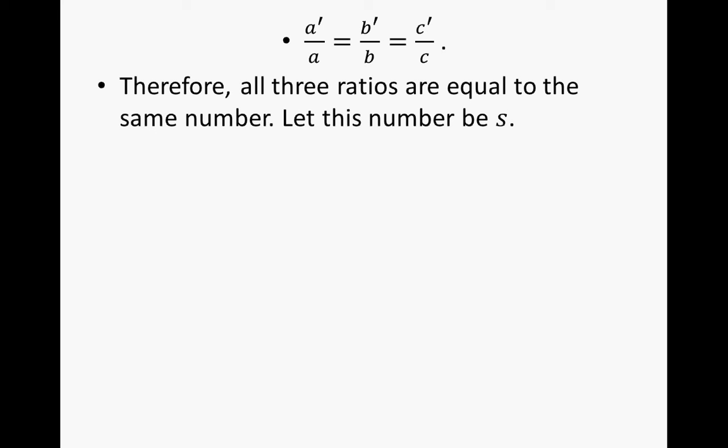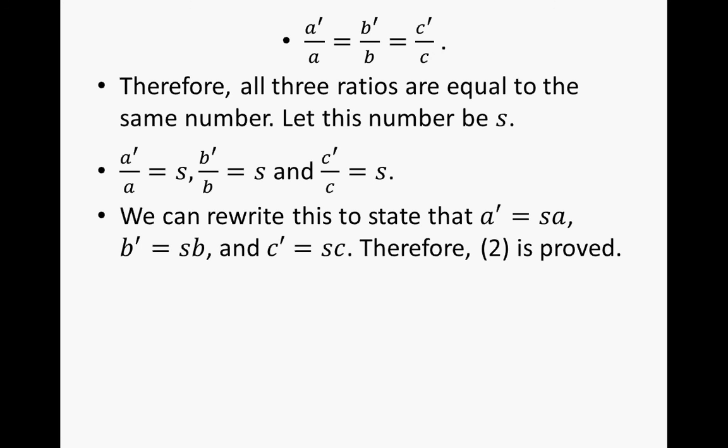Therefore, all three ratios are equal to the same number, so let's call that same number s. So therefore, a prime over a is equal to s, b prime over b is equal to s, and c prime over c is equal to s. So now we can rewrite this to state that a prime is equal to s times a, b prime is equal to s times b, and c prime is equal to s times c, which is just what we said in part 2 of our theorem. Therefore, we've proved it.